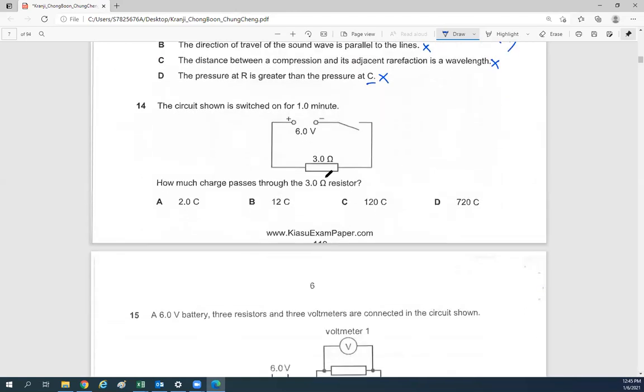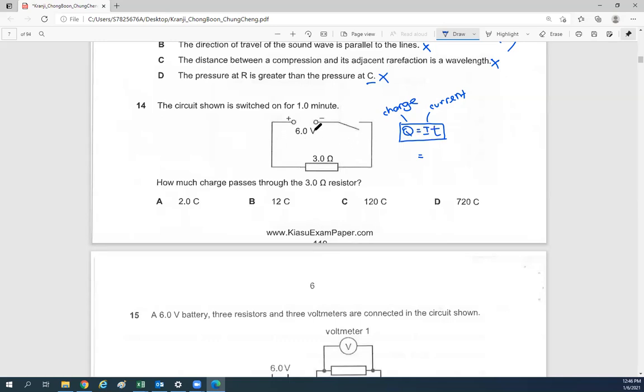Okay, next. Circuit shown is switched on for 1 minute. How much charge passes through the 3 ohm resistor? Charge is Q equals I t. This is the formula you must know. You must remember this formula. But the problem is they did not give me the current. I stands for current, Q stands for charge. They want me to find charge, but they did not give me the current.